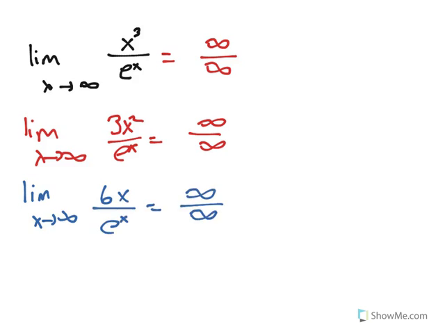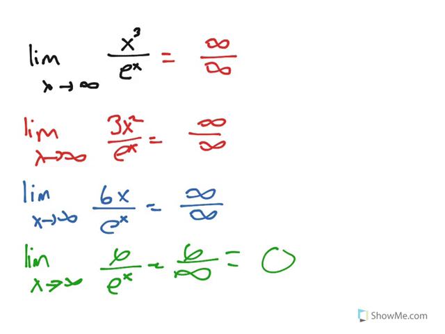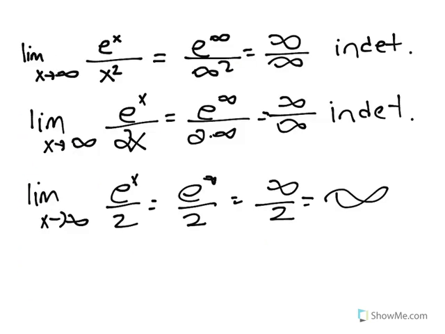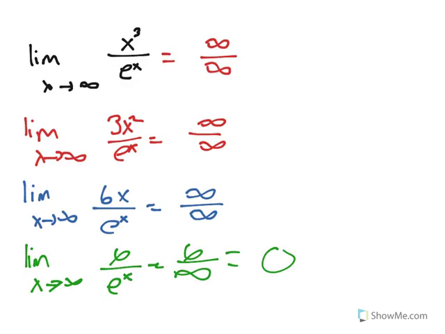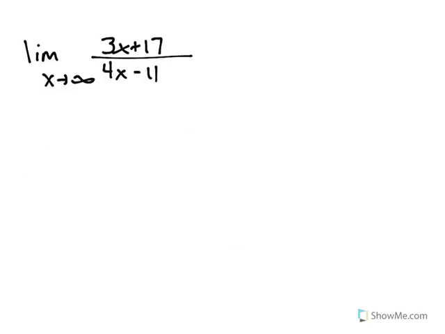That's still infinity over infinity. One more time. Infinity of 6 over e to the x. That's 6 over infinity, and that heads towards 0. Well, why did the one before head to infinity? Well, what happened is the infinity part ended up on the top of the fraction, and the one that heads to 0, infinity, ends up on the bottom of the fraction.